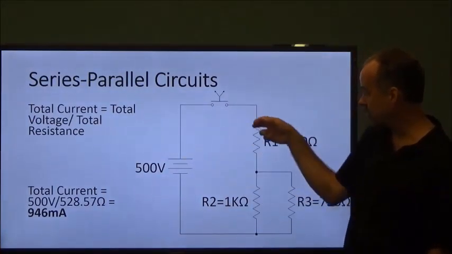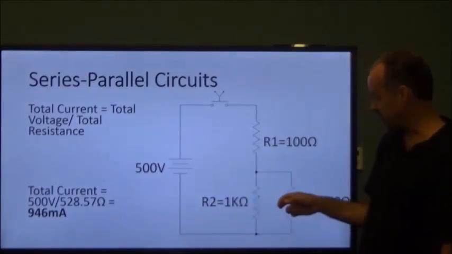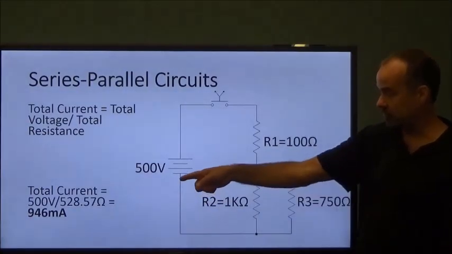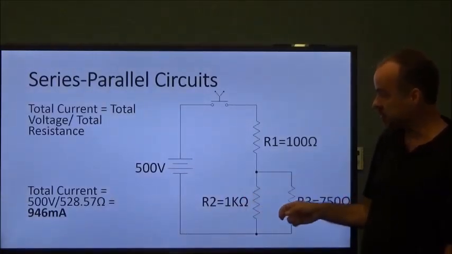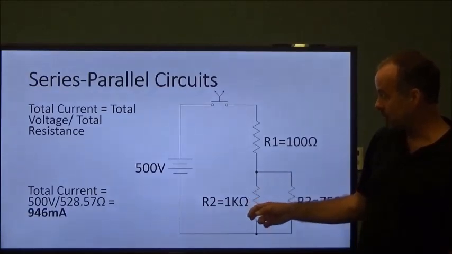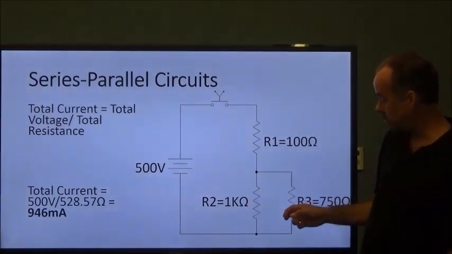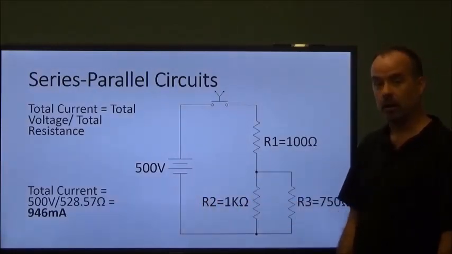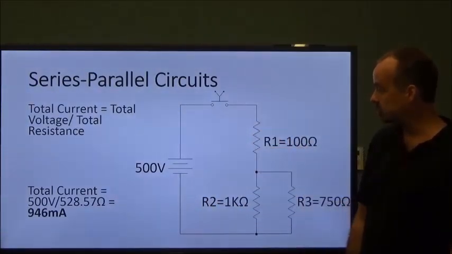I can find that through any part of this circuit except for the parallel section, where these two branches will divide that current between the two parallel branches. So part of that 946 will go through here, and the other part will go through here, but combined that will equal the total current in the main branch.